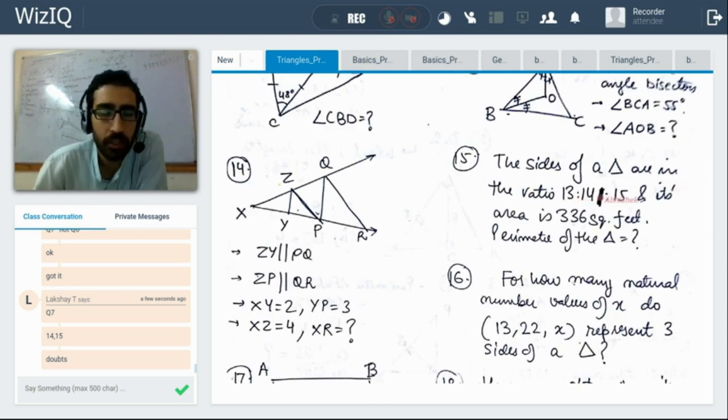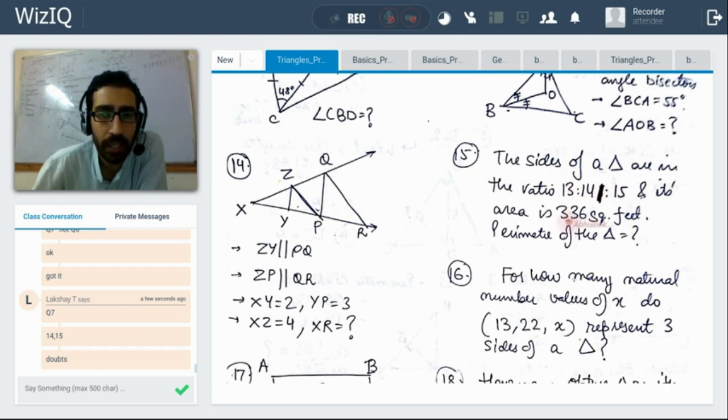The sides of a triangle are in the ratio 13:14:15, and its area is 336 square feet. Now, 13:14:15 does not look like a right triangle. It is not a right triangle. It is clearly an acute triangle. If its area is given, the only way to calculate this is using Heron's formula.